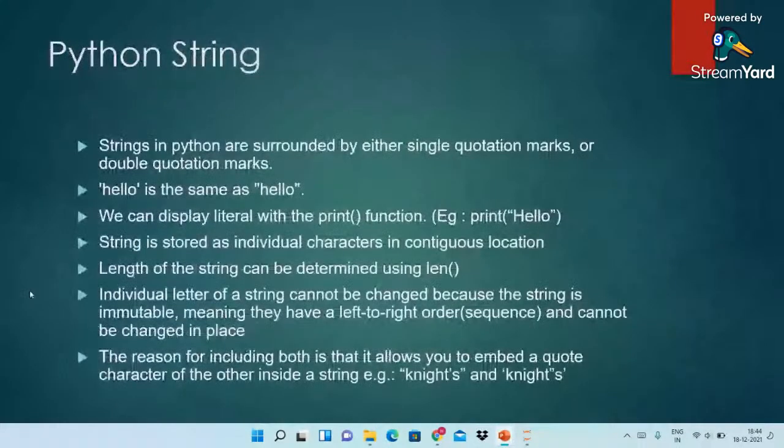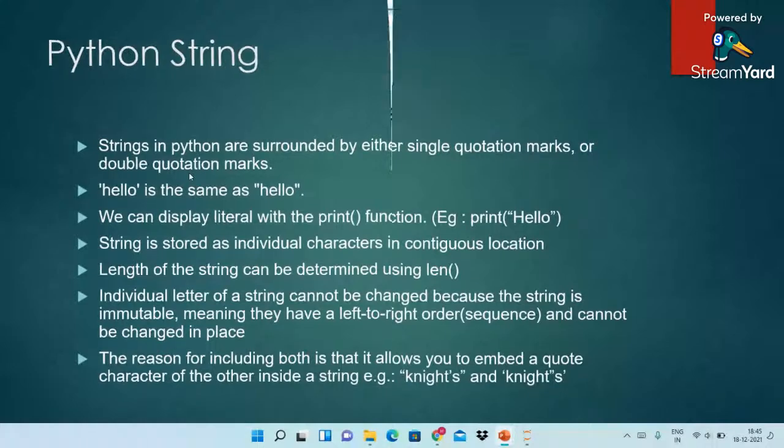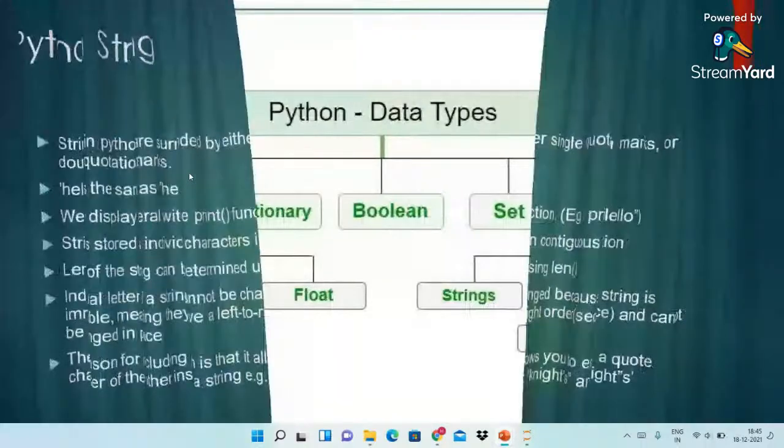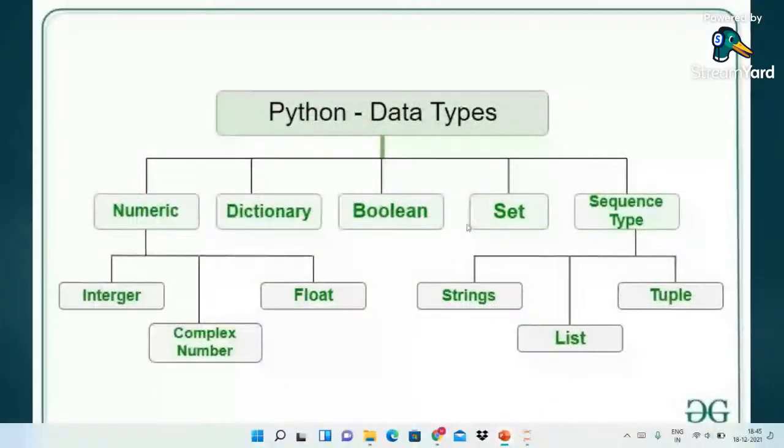We also discussed strings, basically how strings are declared and how they are used, but we did not discuss the various string handling methods. We will be discussing strings in detail in today's class. And finally, we have the Python data types, which are numeric, dictionary, boolean, set, and sequence types.